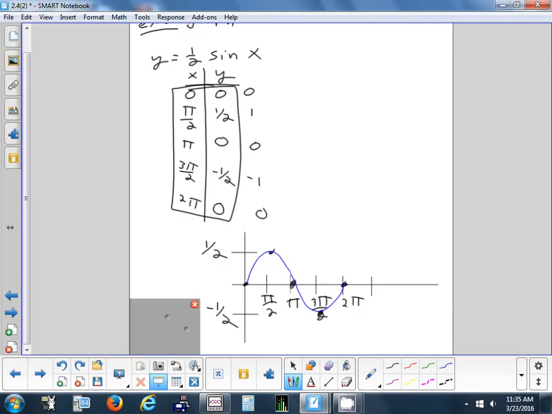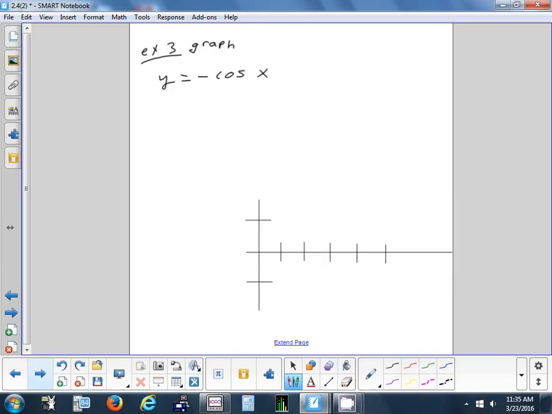So we'll do one more amplitude, and then we'll finish up with a vertical shift, which is actually a little easier than even this one. Okay, negative cosine x. So at first, when you look at that, you might say, well, he said an amplitude changes when you have a number in front. Technically, there is a number in front there. What number is in front? A negative 1.